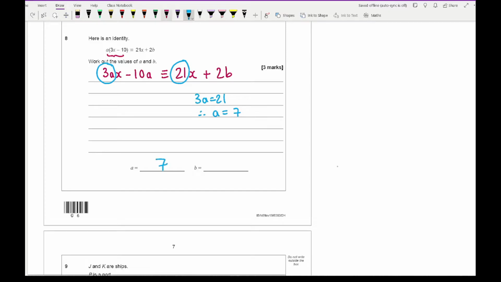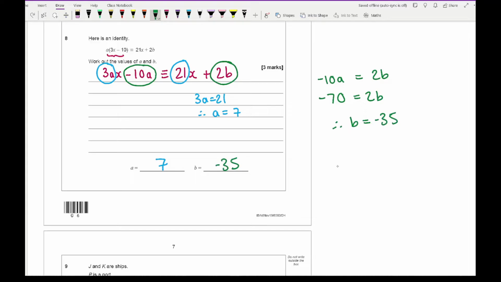Now for b, and let's just use a different colour. So here I've got that minus 10a is going to be equal to 2b. So here I've got minus 10a equals 2b. Now a is 7, so that's going to be minus 70 equals 2b. So b therefore is going to equal minus 35.